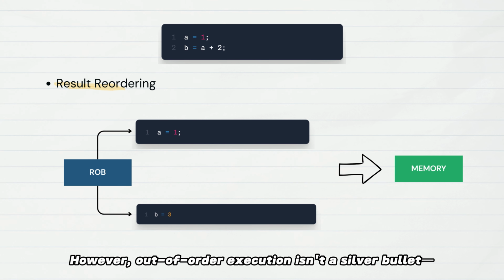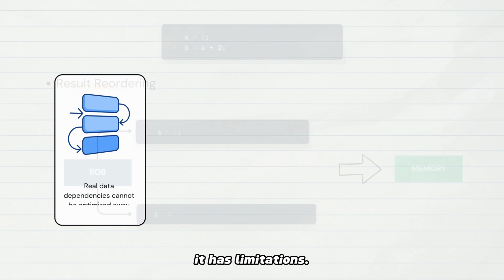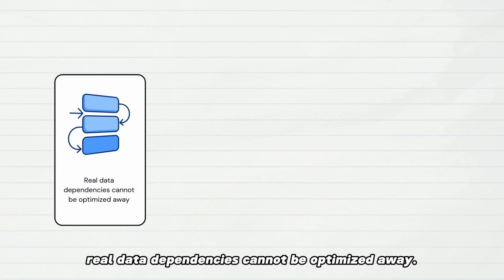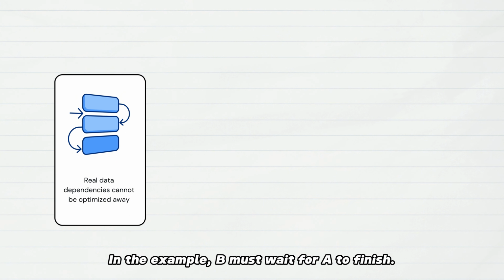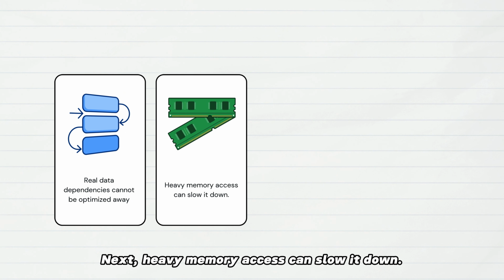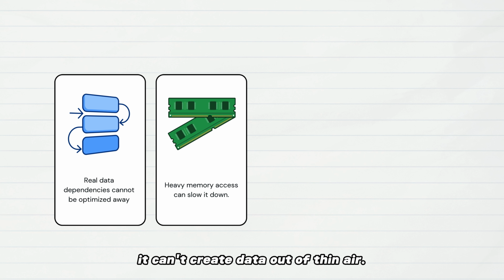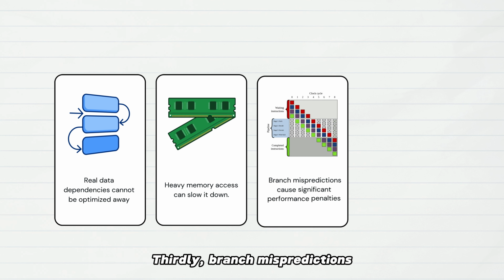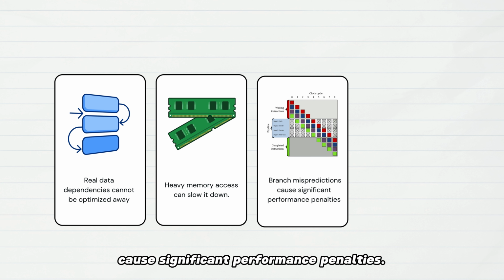However, out-of-order execution isn't a silver bullet, it has limitations. First of all, real data dependencies cannot be optimized away. In the example, B must wait for A to finish. Next, heavy memory access can slow it down. No matter how smart the CPU is, it can't create data out of thin air. Thirdly, branch mispredictions cause significant performance penalties. A misprediction flushes the pipeline, discarding already executed instructions and rescheduling the correct branch, leading to major performance degradation.